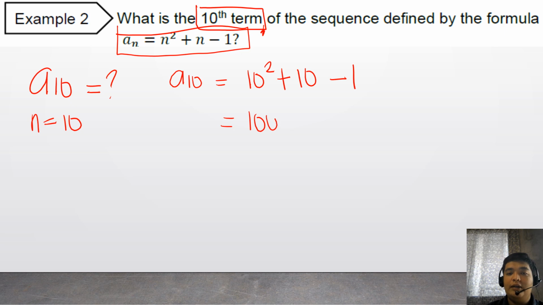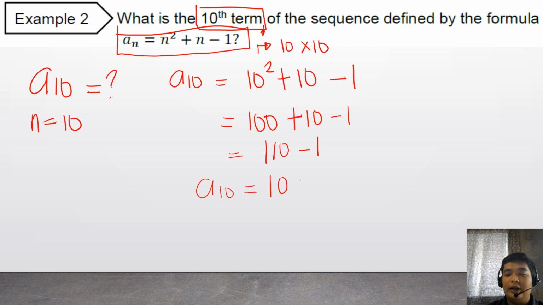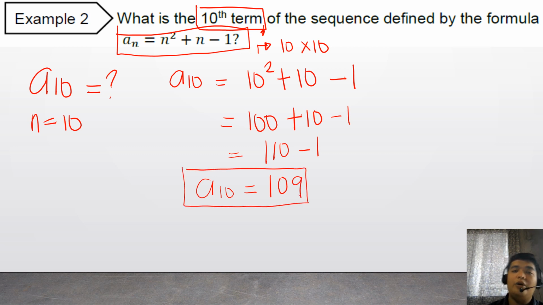Again, maybe some of you think this is 20, but this is 10 times 10. Plus 10 minus 1. So therefore, 100 plus 10 is 110, minus 1. So our a sub 10, or the 10th term, is 109.